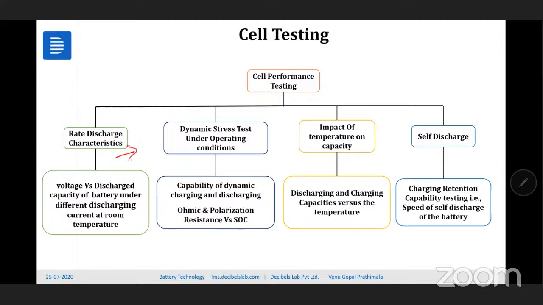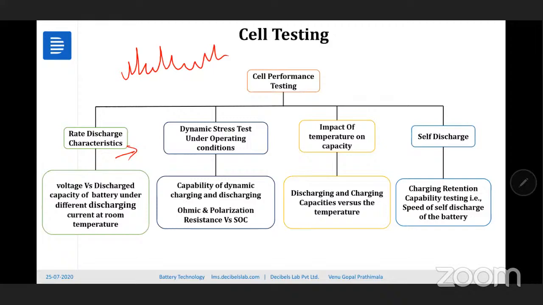And we also have to understand how the cell is behaving for a dynamic stress test, because in a real case scenario, we'll have profiles like this. It will be nonlinear profiles, continuously varying with respect to time. Okay. So for those conditions, how the cell will behave, how the cell voltage is varying with respect to temperature, and how the cell voltage is varying with respect to state of charge. All these things we have to study, and only then select a particular cell for a battery pack. Without studying all this, we can't go directly to building the battery pack.